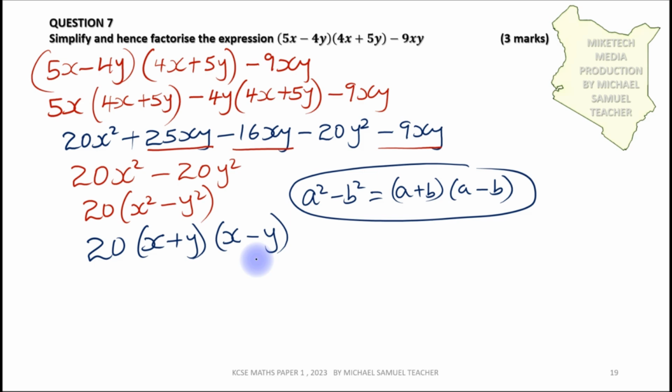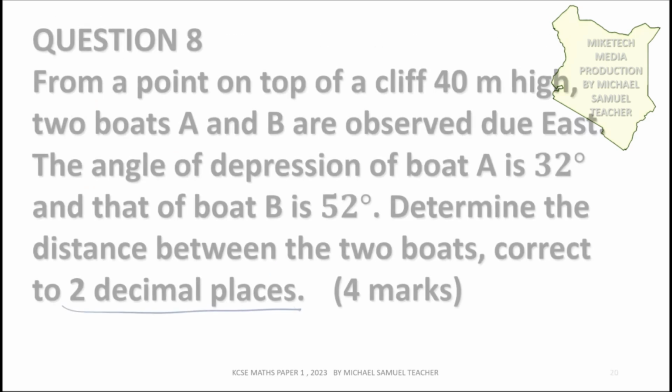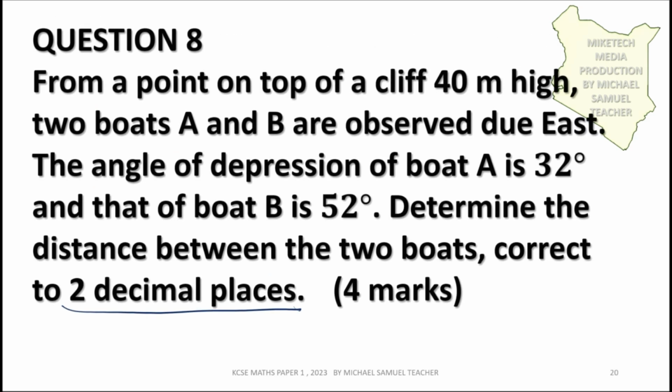So we move on to question 8. From a point on top of a cliff 40 meters high, two boats A and B are observed due east. The angle of depression of boat A is 32 degrees and that of boat B is 52 degrees. Determine the distance between the two boats correct to 2 decimal places.